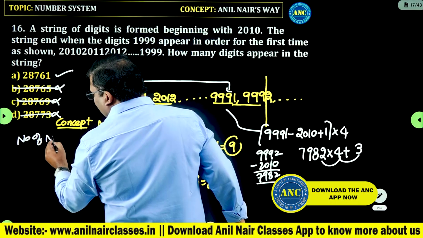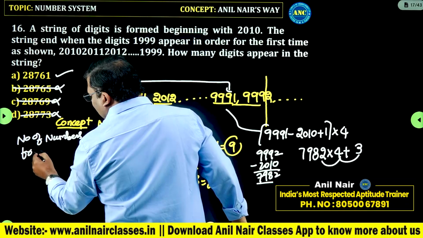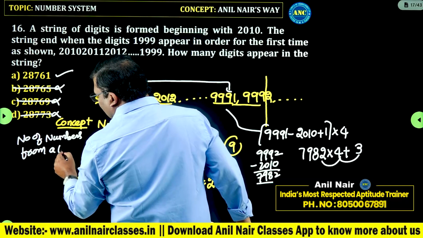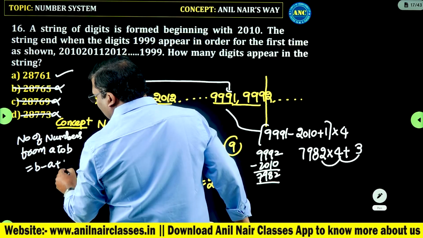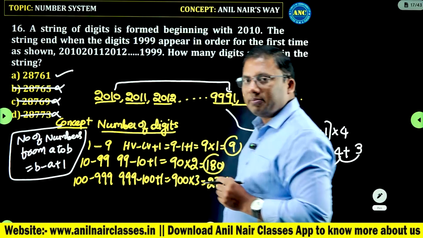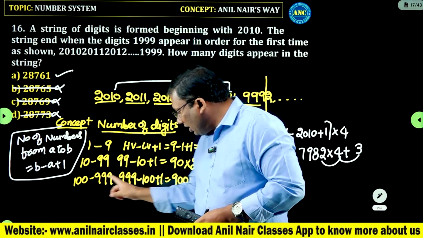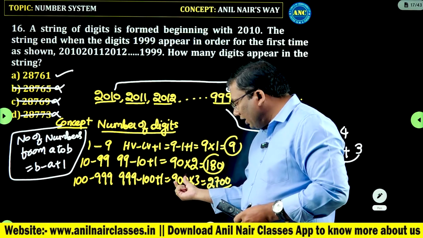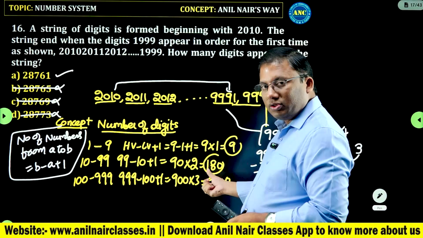Number of numbers from A to B is given by B minus A plus 1. So, B minus A plus 1, total 900 numbers, every number 3 digits, 900 into 3.